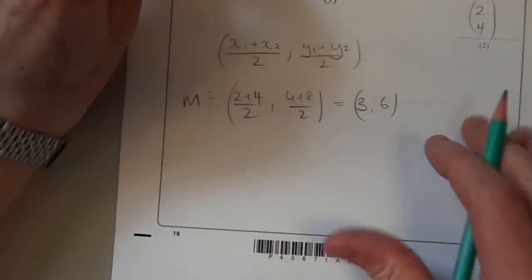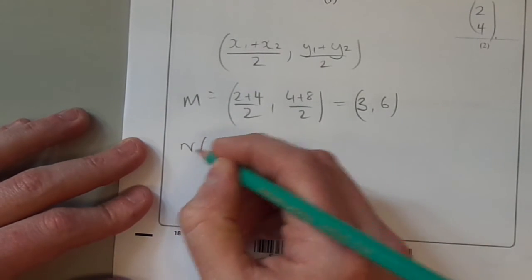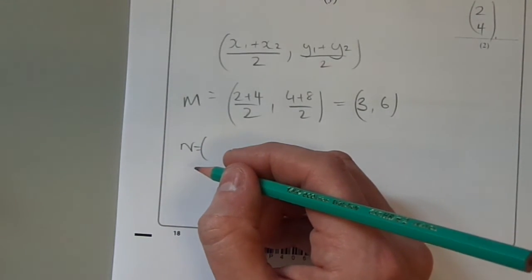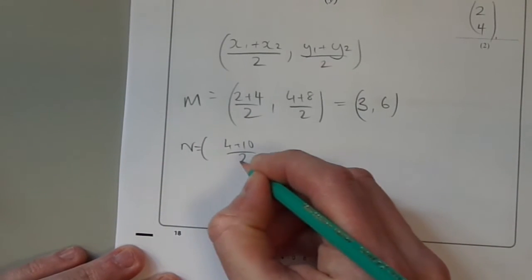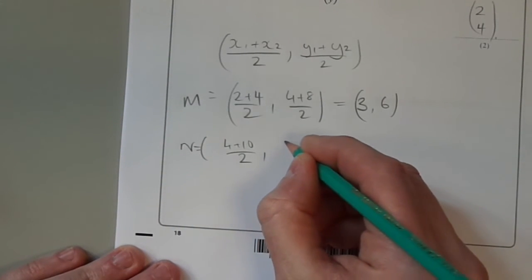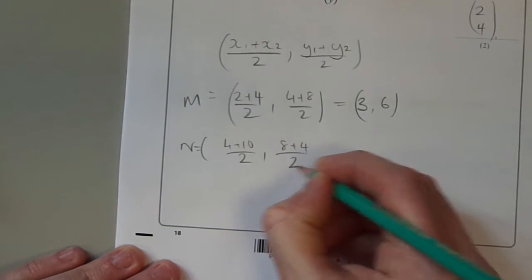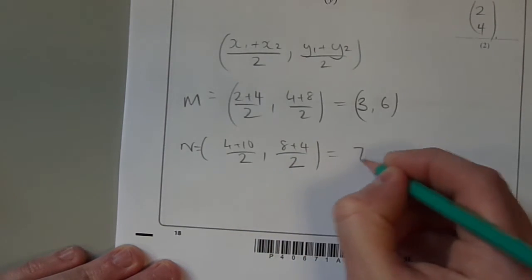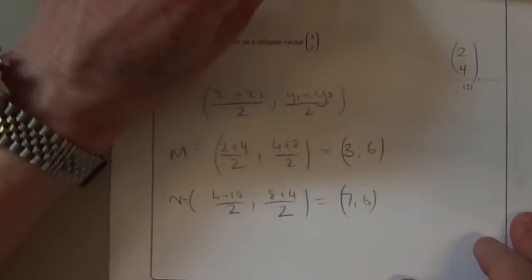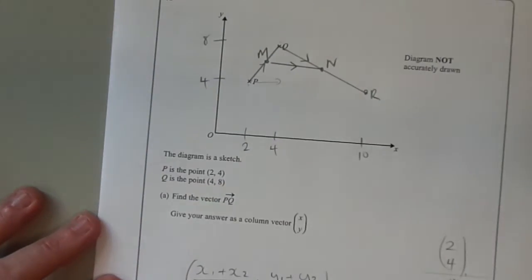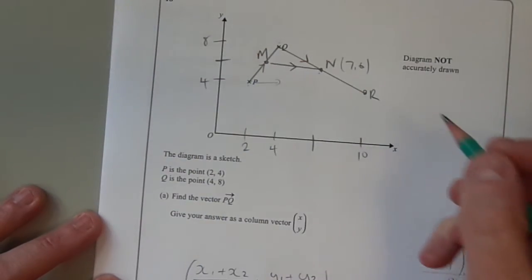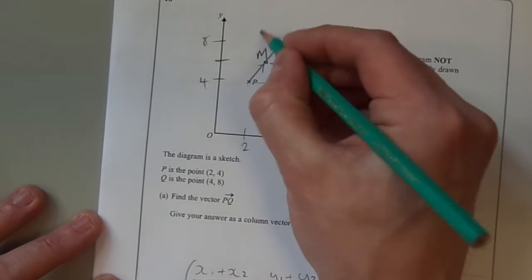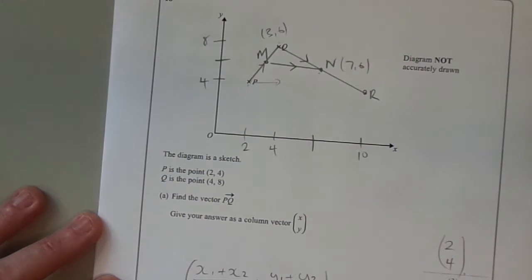Doing exactly the same thing for N. Four plus 10 over 2 for the x coordinate. 8 plus 4 over 2 is 6. So N is (7, 6). 7 along and 6 up. This point M was 3 along and 6 up.